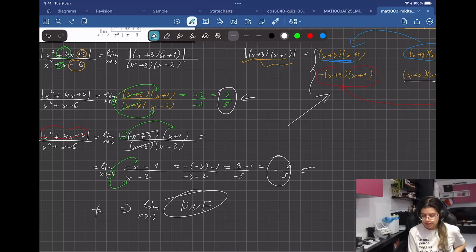Most of the time it will not exist, but keep in mind that sometimes you might get the same values of the limits. And if they're the same, then the limit exists.